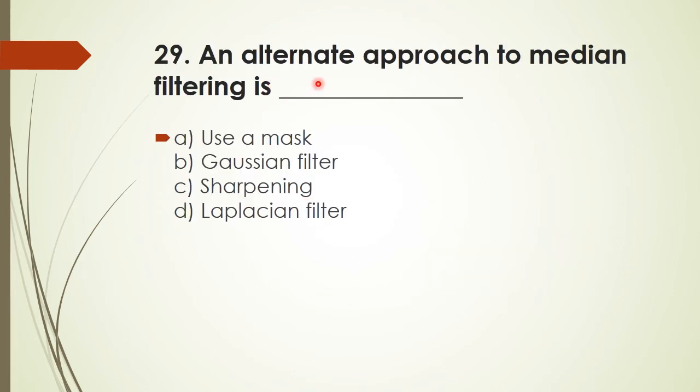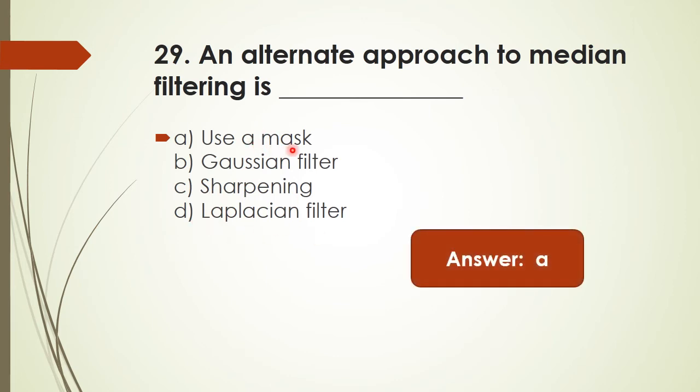Next question, an alternate approach to median filtering is? Option A, use a mask. Option B, Gaussian filter. Option C, sharpening. Option D, Laplacian. The correct answer is option A, use a mask.